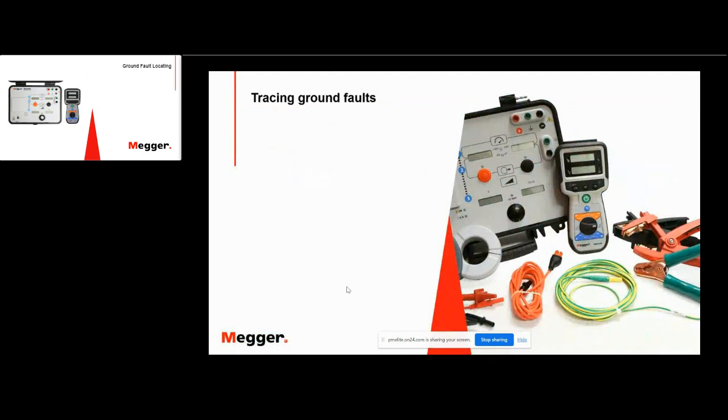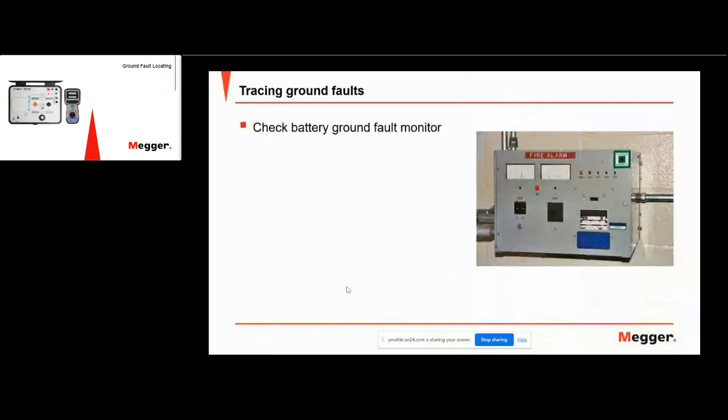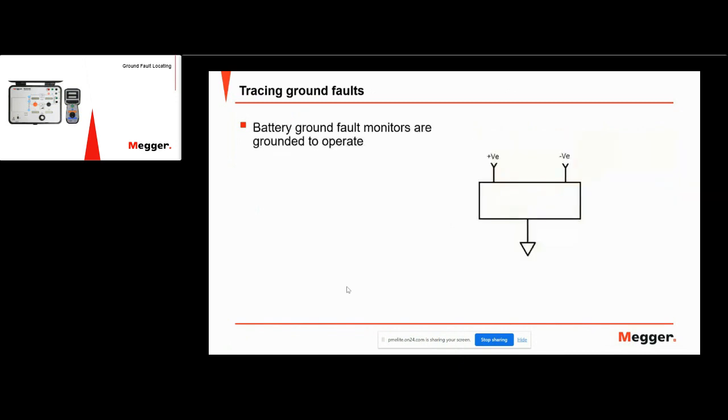So how do we trace a ground fault? What's the proper methodology to use? Well, as I said before, when we're on an ungrounded system, we're going to have a ground fault monitor on that system. For a ground fault monitor to work, it has to be tied to earth itself, so it has a path to earth. That path to earth of the ground fault monitor is going to be in parallel with the unwanted ground fault that you have. So it will create a parallel path.